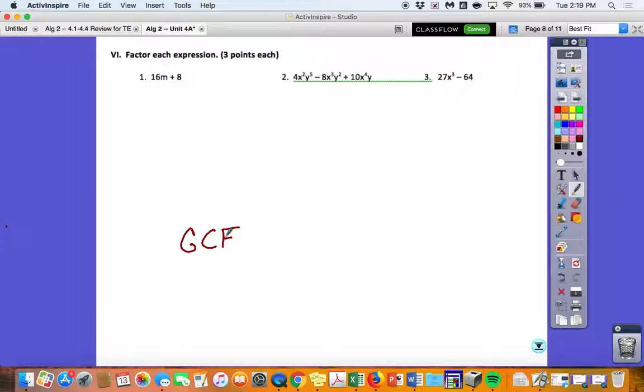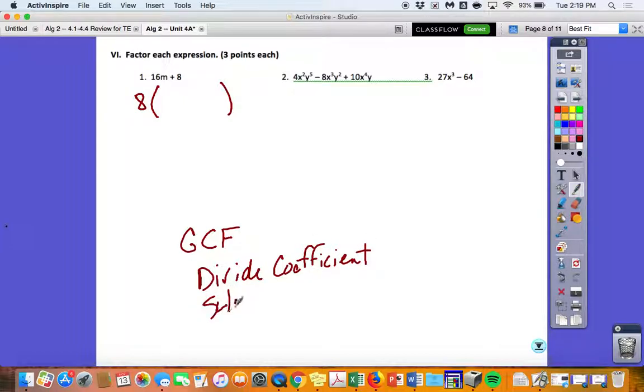Well, you got 16 and 8, so the biggest number in both is 8. For the M's, 8 doesn't have one, so you can't take an M. So 8 is it. So go through and tell me what remains when you divide out the 8. Because remember, we divide the coefficients, and then we're going to subtract the exponents of variables. So that's pretty much how it works whenever you're doing GCF.